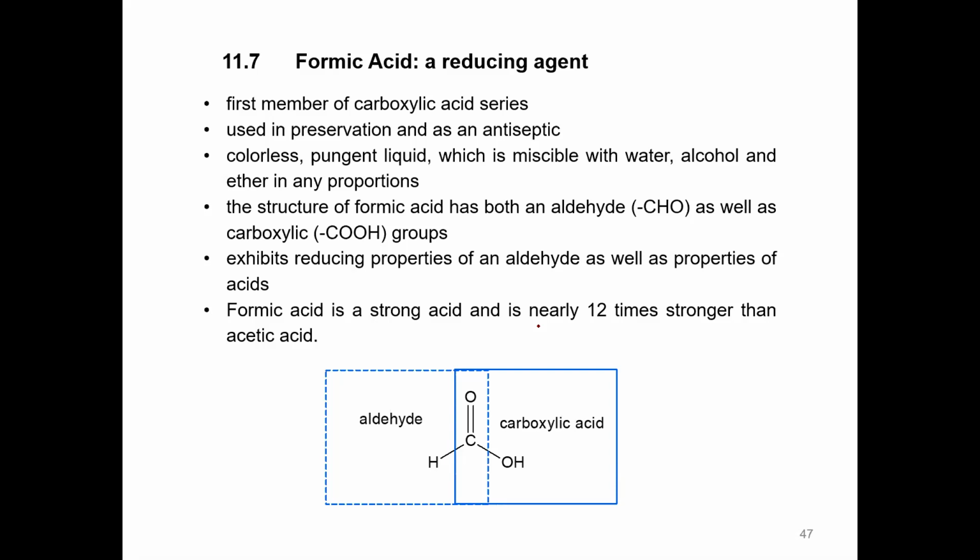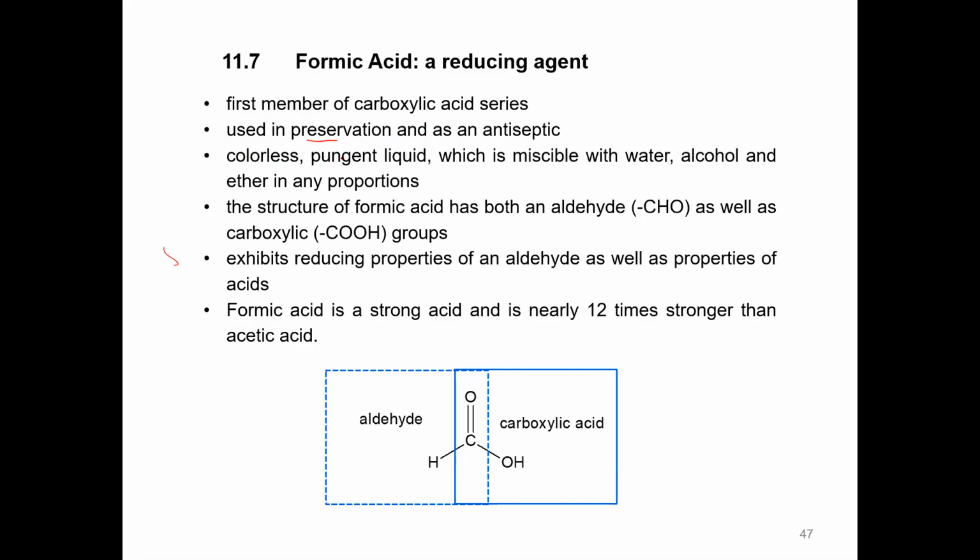So formic acid is actually a reducing agent, and this formic acid is used in preservation and as an antiseptic. Okay, it is a colorless pungent liquid which is miscible with water, alcohol and ether in any proportion. So berapa banyak you ada formic acid, put inside water, so they can be dissolved lah. Okay, dia boleh miscible, can be mixed.